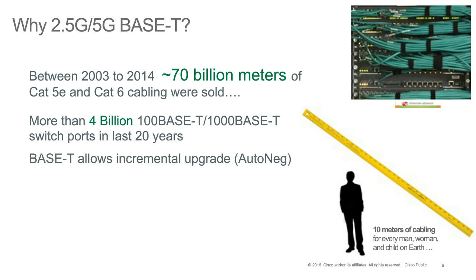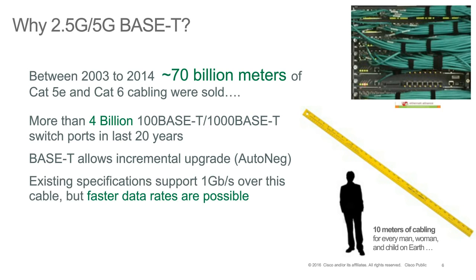The cool thing about BASE-T is it allows incremental upgrade of a system. Because BASE-T ports auto-negotiate, you don't have to rip and replace your entire network in one go. The existing specifications, and I'm really talking now about before 2014, supported only 1 gigabit a second over the cable, but we knew we could go faster.